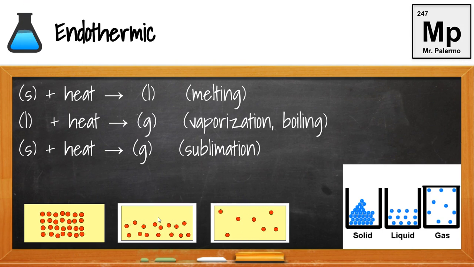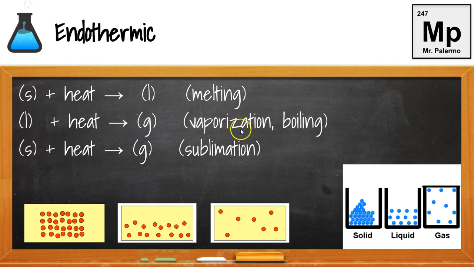So let's look at these a little bit further. So for the endothermic processes, adding heat, if we go from a solid to a liquid, that's melting. And we notice that heat is a reactant. It's on the reactant side of our arrow here. And so we're adding heat to take these solid atoms or molecules and start to spread them out into the liquid phase.